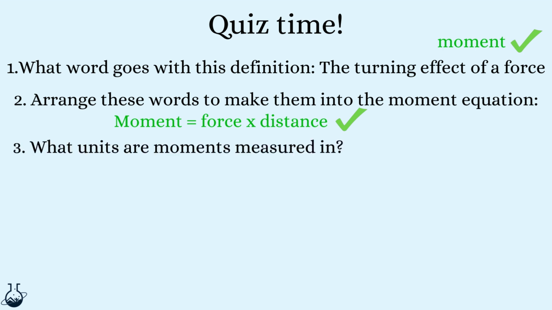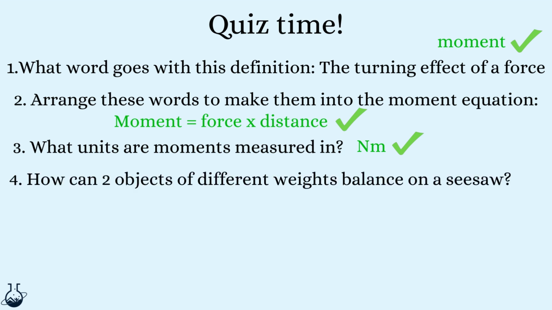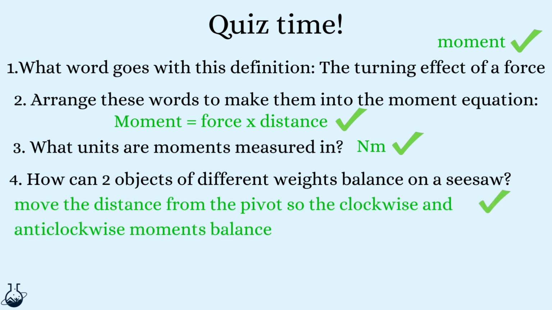Question 3. What units are moments measured in? Newton meters, or Nm for short, but it must be a capital N with a lowercase m. Question 4. How can two objects of different weights balance on a seesaw? Move the distance from the pivot so the clockwise moment balances the anti-clockwise moment.